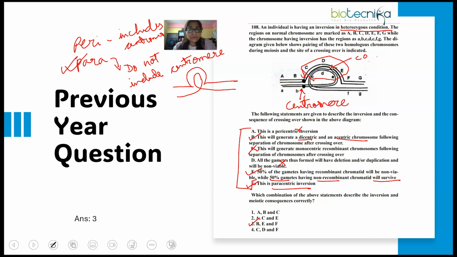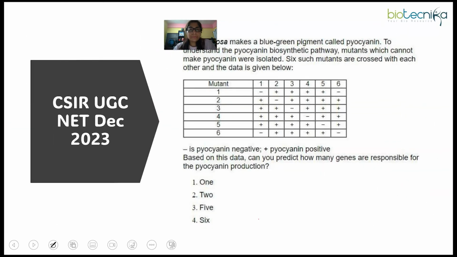Okay, so how will you find it out? Look in the loop and see whether the centromere is there or not. If it is not there, like in this condition, it is paracentric. If it is there, then it will be pericentric, and accordingly the consequence of crossing over occurring through the heterozygous inverted segment will change. Okay, so these two were the very commonly asked questions from mutation.